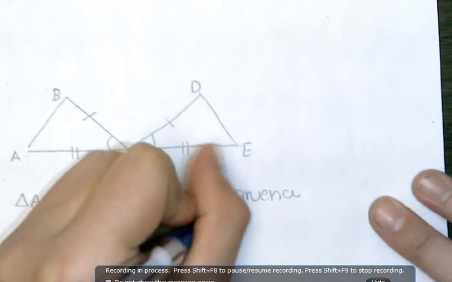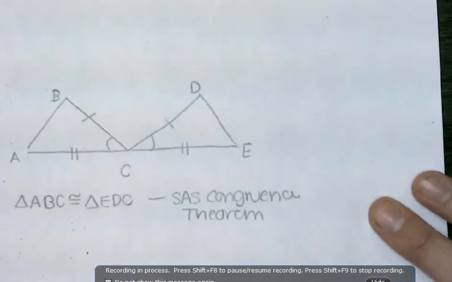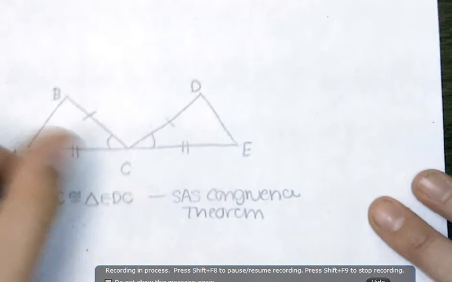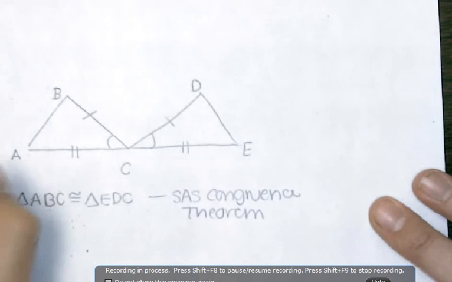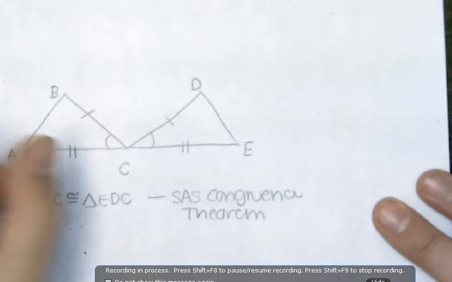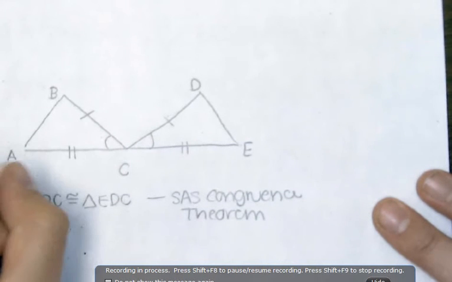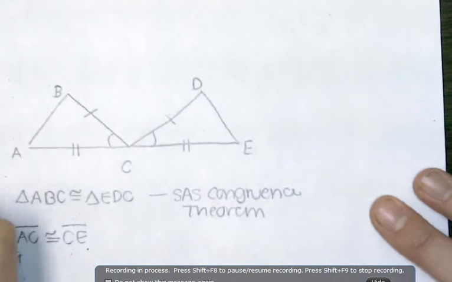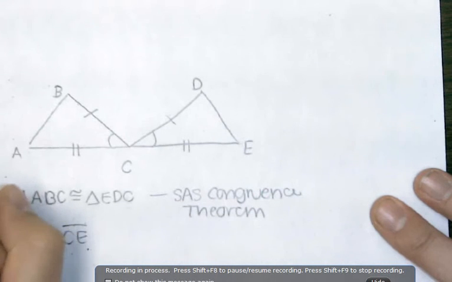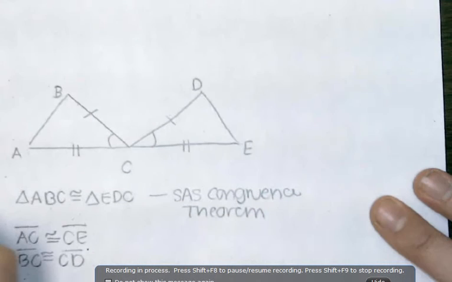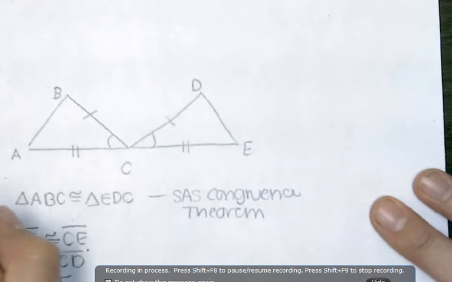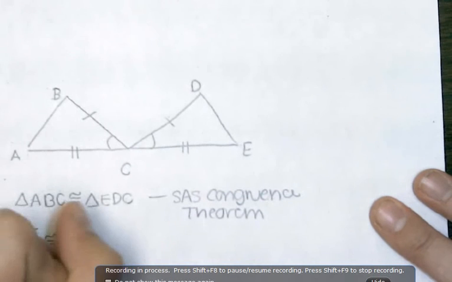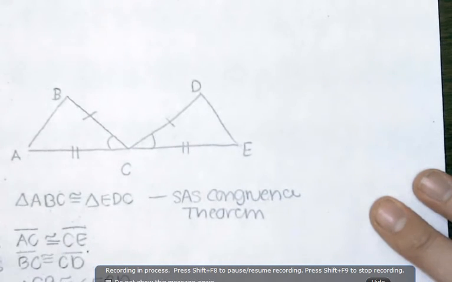Okay, this is what we've been doing. And I can list out all the things that are congruent to back up my statement that these two triangles are congruent. So I see that I have a pair of sides that are congruent, I have another pair of sides that are congruent, and I have a pair of angles that are congruent. Angle ACB is congruent to angle ECD. So I have all the parts I need right there.